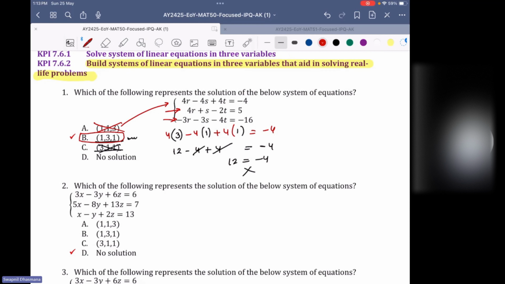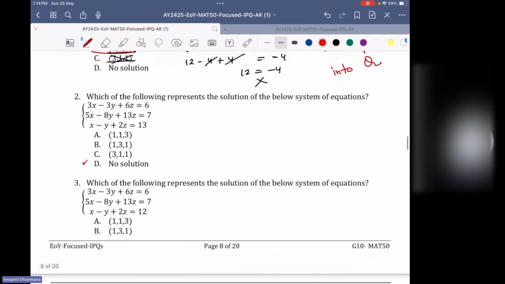This will save a lot of time because, so I would say substitute answer options into question. Sometimes you will have equations like this, like here, number 2. From the first equation, I'll divide it by 3. So I'll get x minus y plus 2z equals 2. And there is another equation at the bottom that is the same.